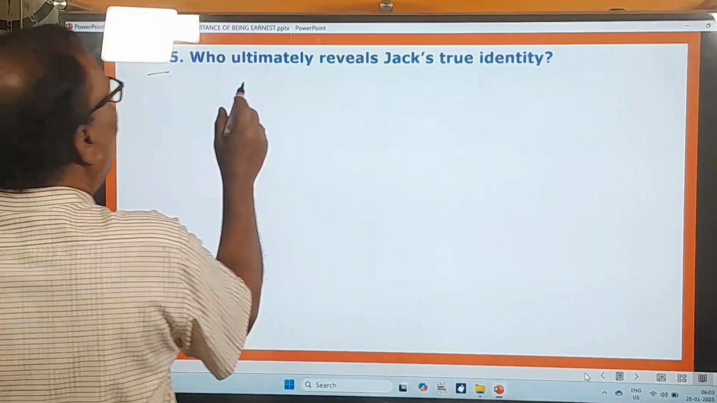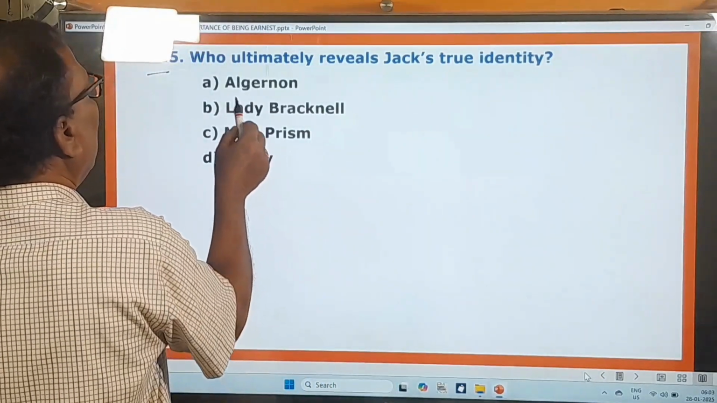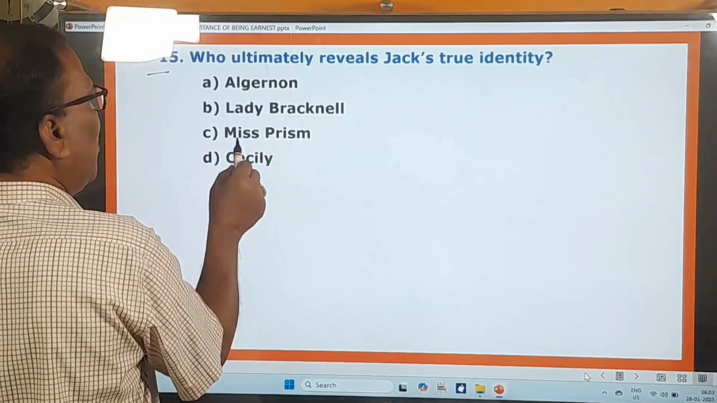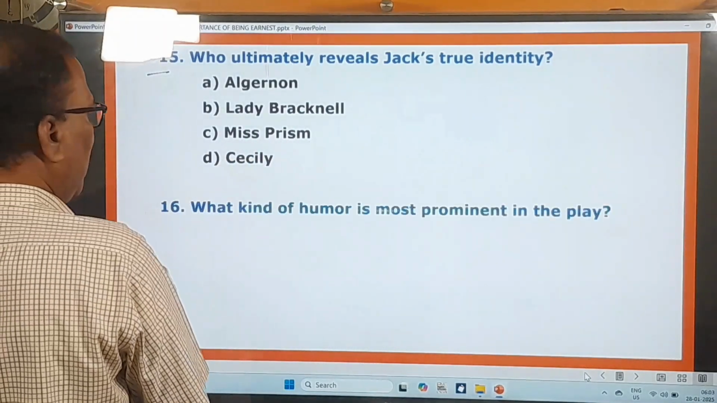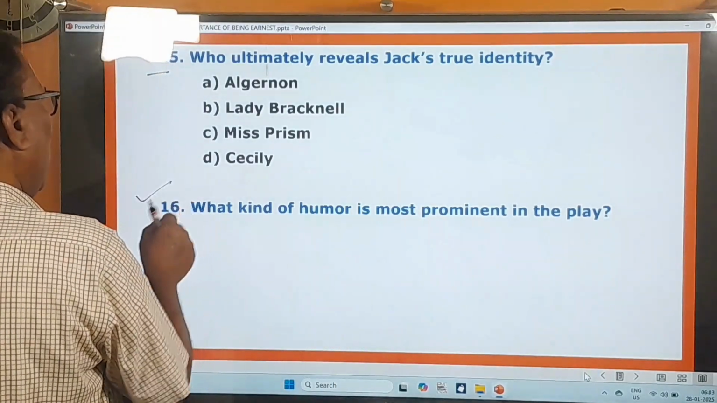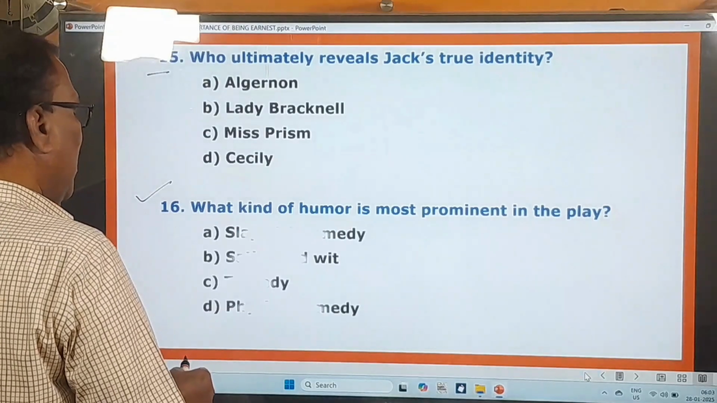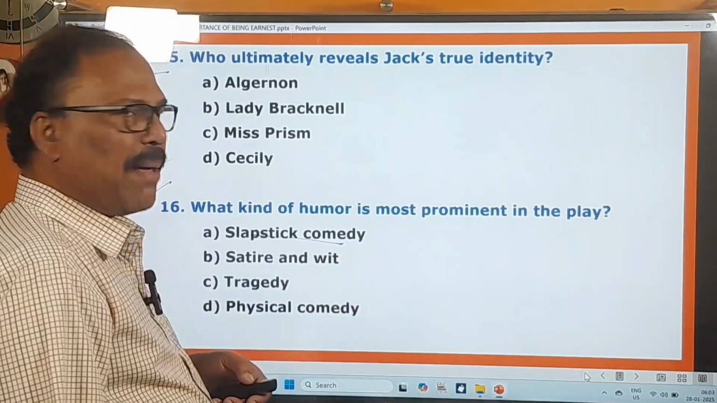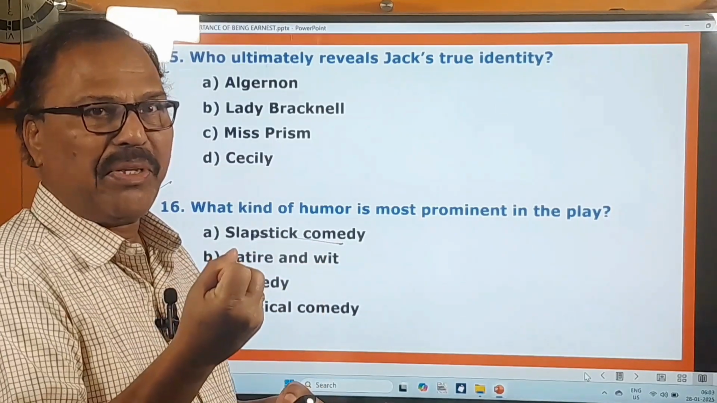15th question. Who ultimately reveals Jock's true identity? Algernon, Lady Bracknell, Miss Prism, Cecily. 16th question. What kind of humor is most prominent in the play? This is an important question. What kind of humor is it? Slapstick humor. Slapstick means in the circus what happens, the jokers, the clowns will be there, the buffoons will be there.